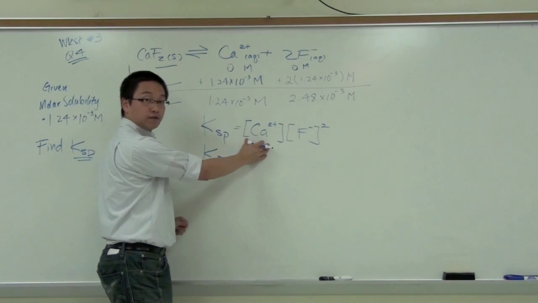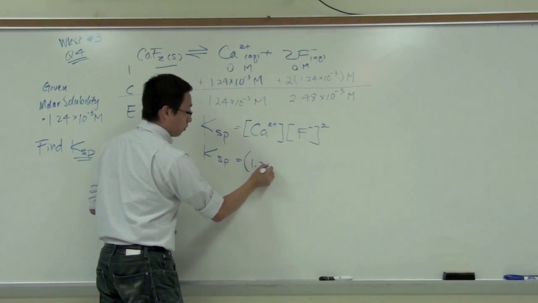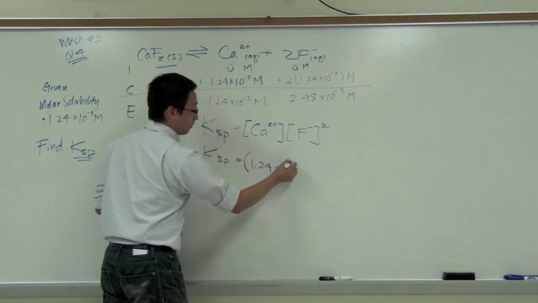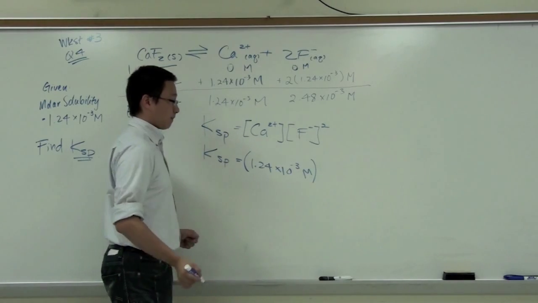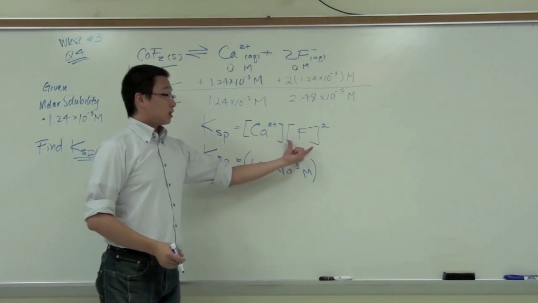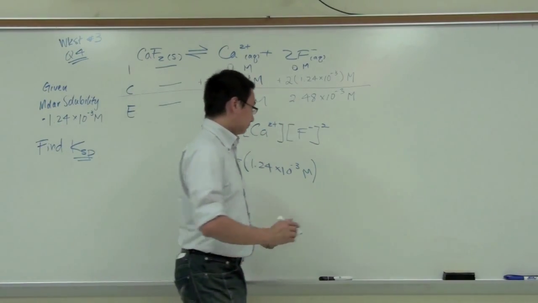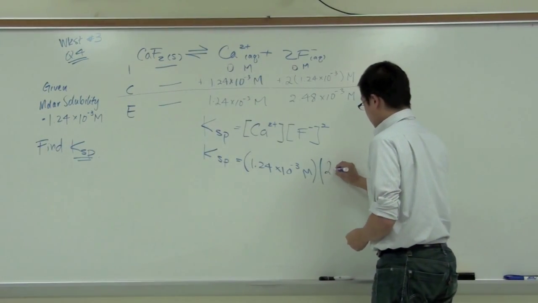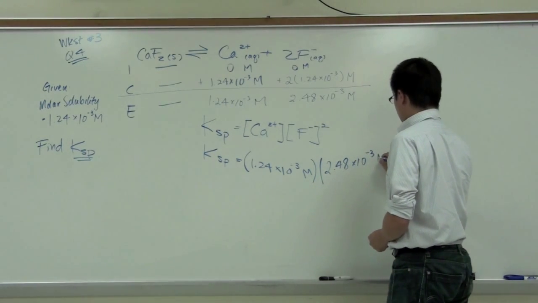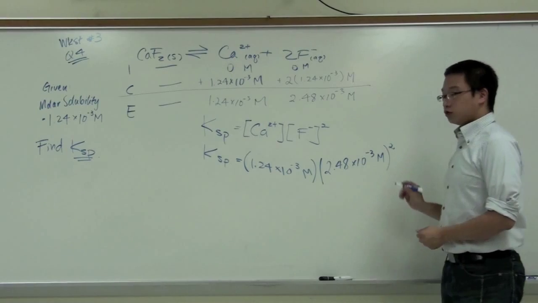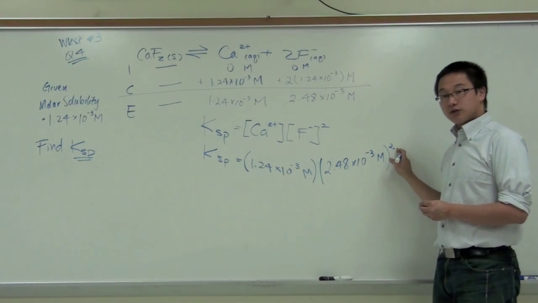So the concentration of calcium ion is this. We put down 1.24 times 10 to the negative 3 molar. And then what is the concentration of fluoride at the equilibrium? This one. Just make sure you don't forget to square this number.